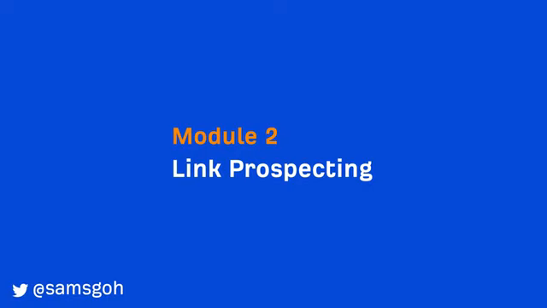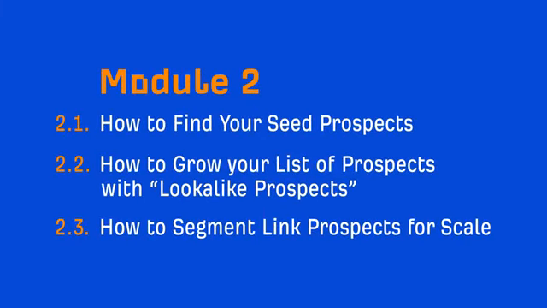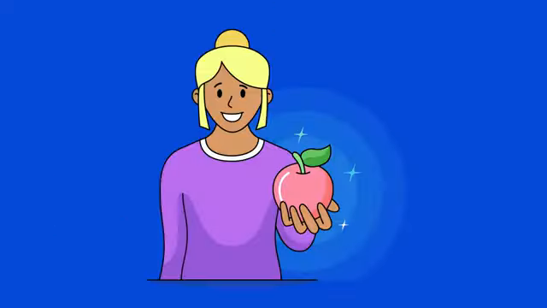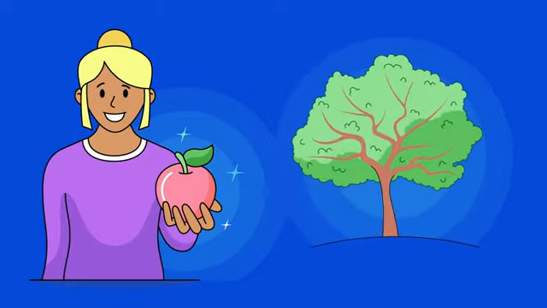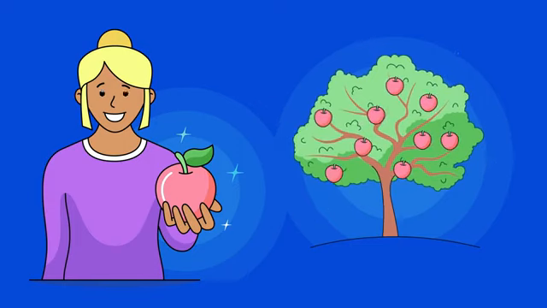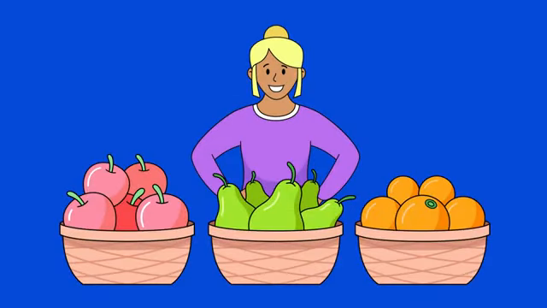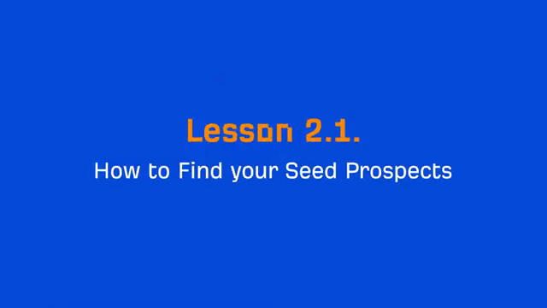Now, I've structured this module in 3 lessons, where each lesson represents a step in creating personalized and scalable link building campaigns. Step 1 is to find your seed prospects, which is what this lesson is all about. Step 2 is to find lookalike prospects based on your seeds, which will broaden the scope of your link building campaign. And step 3 is to segment your prospects, which will help you scale your campaigns in a personalized way. So let's get started with finding seed prospects.